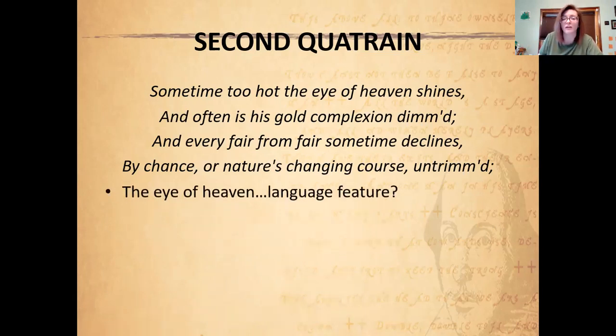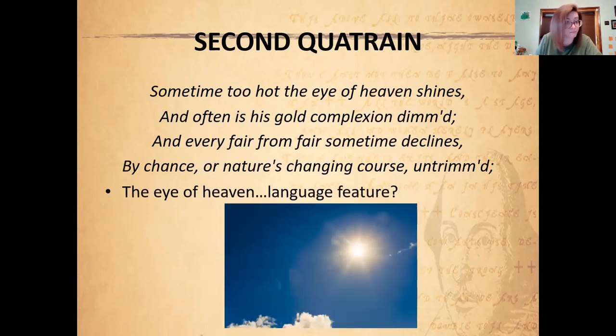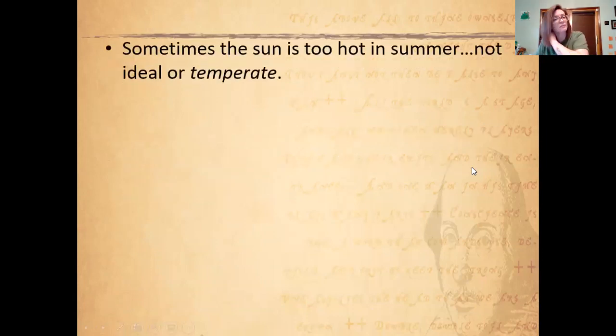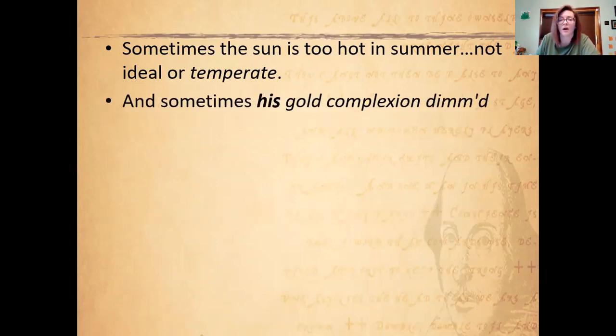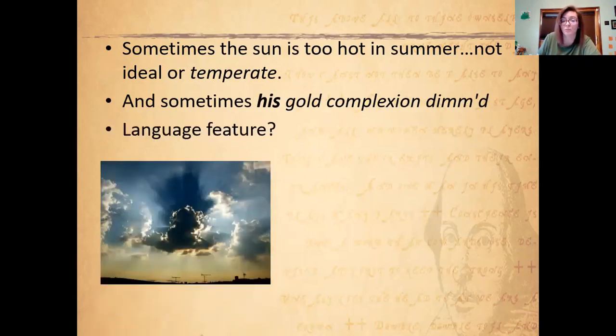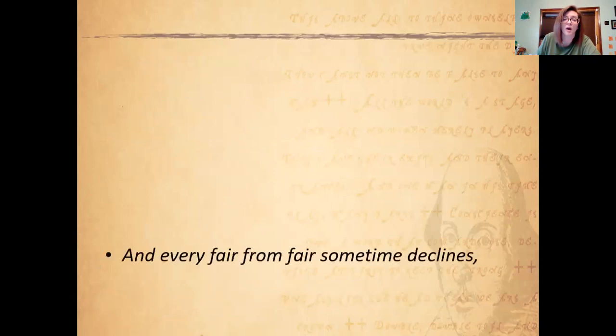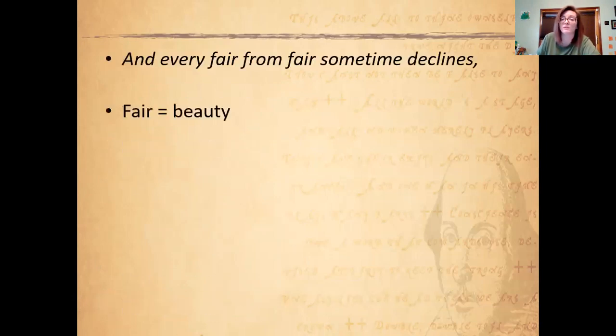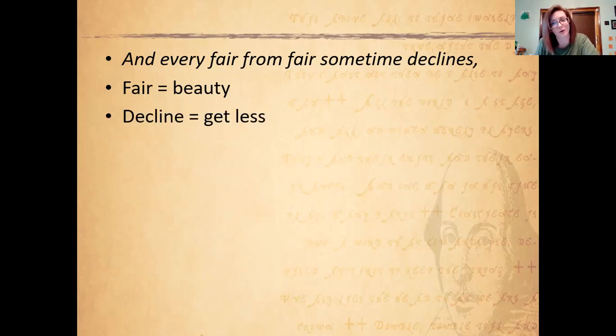Okay, so the eye of heaven, language feature. Look at that, there's that eye, beautiful, I know. Sometimes the sun is too hot in summer, not ideal or temperate. So if something is temperate, it's even keeled, it's mild mannered. Sometimes his gold complexion dimmed, language again, it's more personification. Okay, every fair from fair sometimes declines. So fair equals beauty. Decline means you are no longer beautiful.